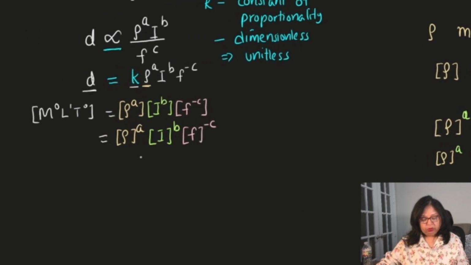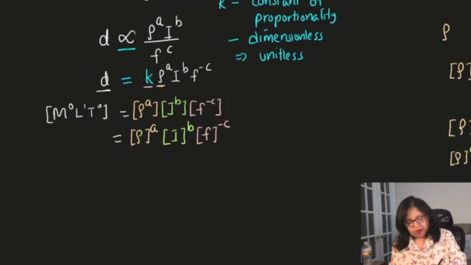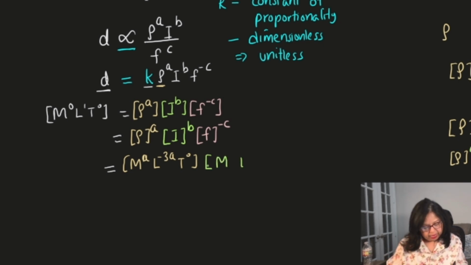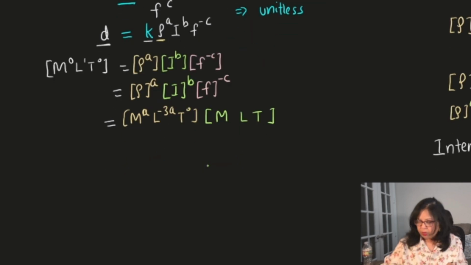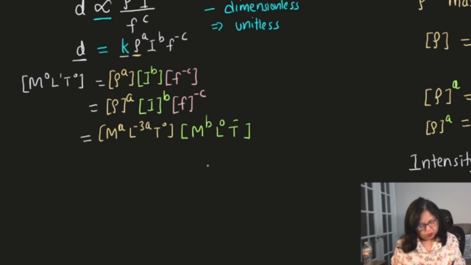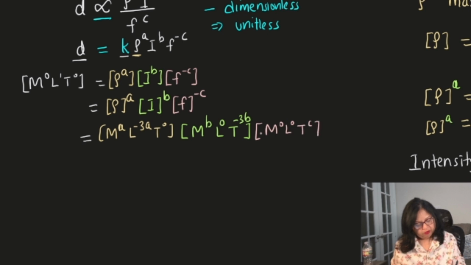We're going to substitute these over here now. So the first one, rho, that's the easiest one, M to the power a, L to the power minus 3a, t0. Next, I have intensity. Intensity, let me write down this MLT. Then I'm going to go and look at the exponents here. M to the power b, L0, T to the power minus 3b. Last, I have f. This will give me M0, L0, T to the power c here.